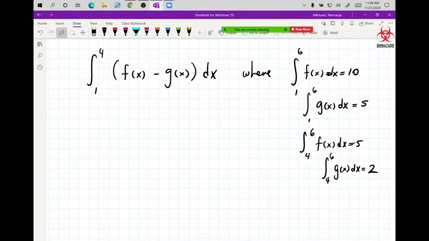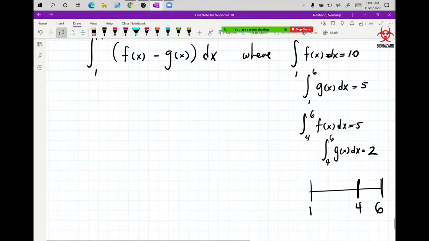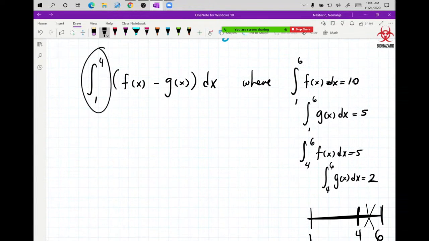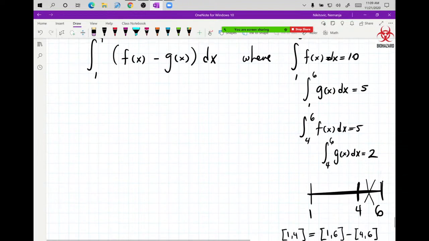Well, draw the lines over here. This is your 1, this is your 4, this is your 6. So you can see from the picture that the interval 1 to 4 is actually the interval 1 to 6 minus the interval 4 to 6. Because 1 to 6 has everything, and then you throw away what you don't need, and you are left with the interval 1 to 4, which is what you do need.